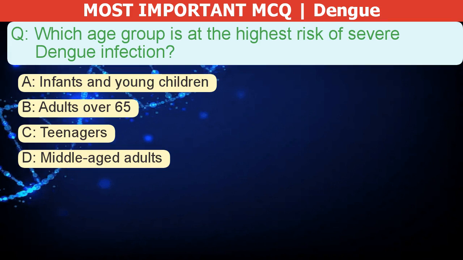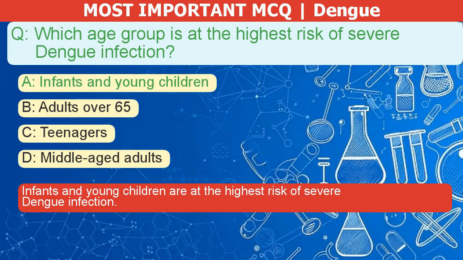Which age group is at the highest risk of severe dengue infection? A. Infants and young children. B. Adults over 65. C. Teenagers. D. Middle-aged adults. The correct answer is A. Infants and young children are at the highest risk of severe dengue infection.